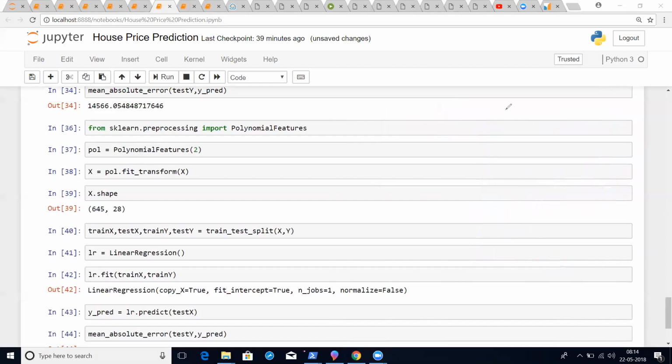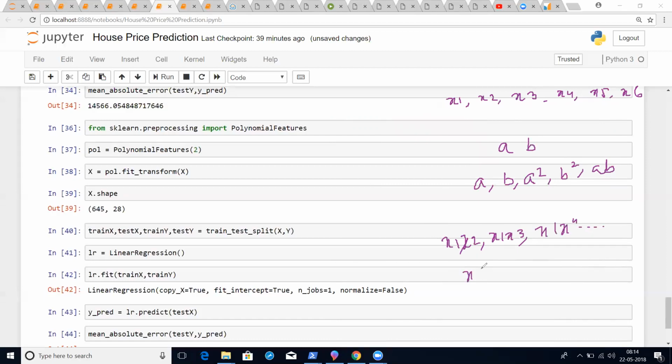Suppose you had 6 columns. I will not write all of them, just a few. Say the column names are x1, x2, x3, x4, x5, these were the 6 columns. You are telling degree 2. For 2 columns a and b, the degree 2 polynomial will be a, b, a square, b square, ab. Understood? For 6 columns, of course individually they are there. Then x1, x2, then x1, x3, then x1, x4. Then x1 square, then x2 square. All these things will be part of it.